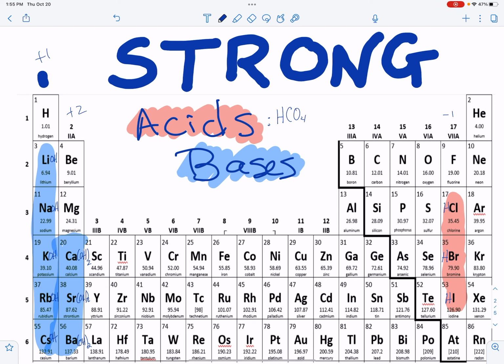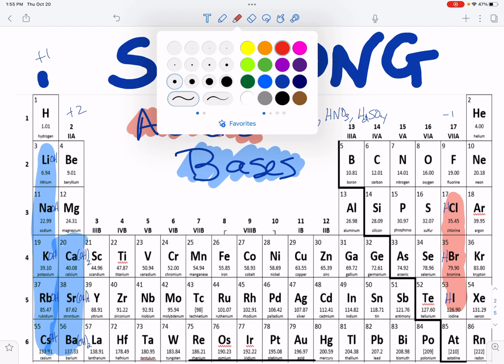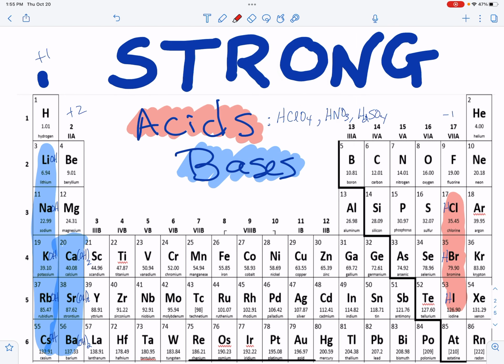And then there's 3 more that we call oxoacids. They're just acids that have oxygens with them. And that's HClO4, HNO3, and H2SO4. And those right there make up your 6 strong acids.